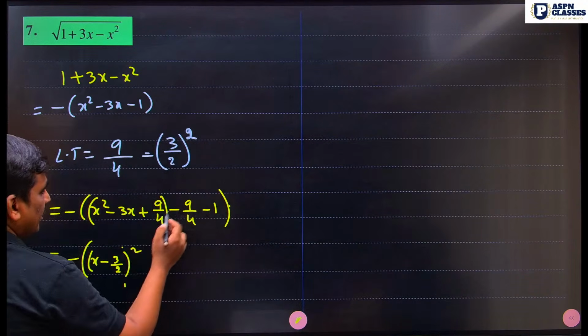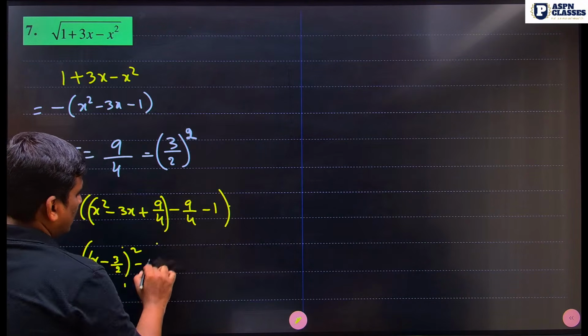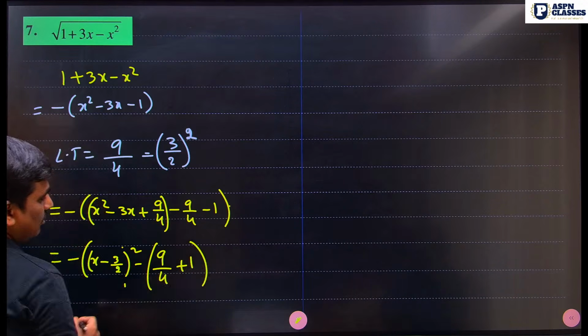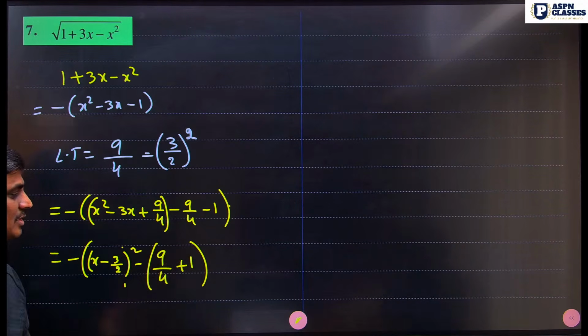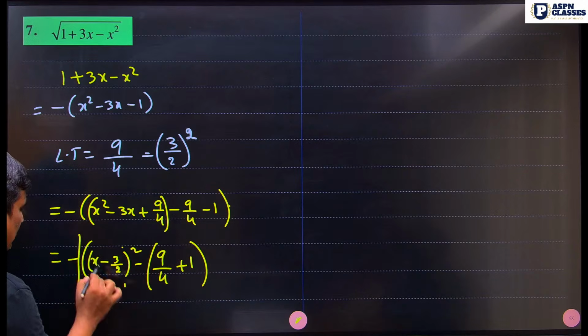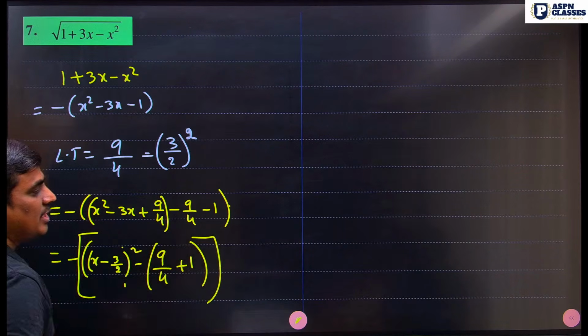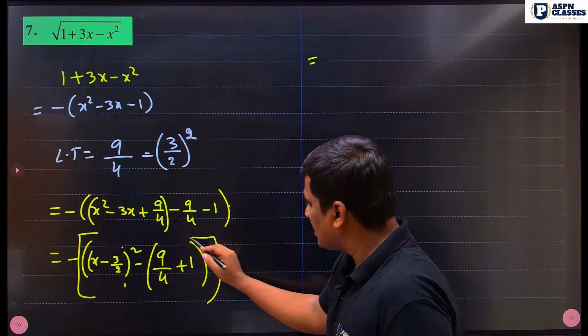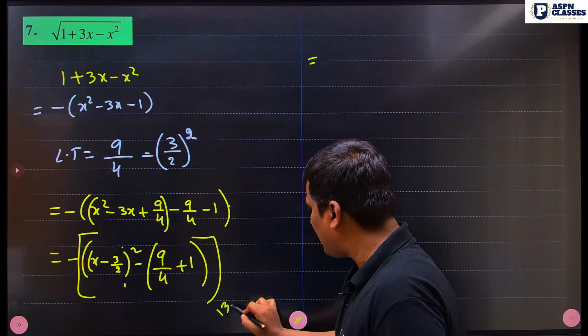And what is remaining here? I'm going to take minus as common factor. Then what are the remaining parts? 9 by 4 plus 1. Take LCM 4, plus 9, it means 13 by 4. Still there is a bracket outside, there is a minus sign. Okay, so now simplify this. The complete part is 13 by 4.